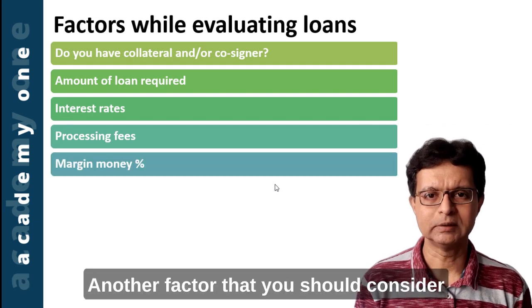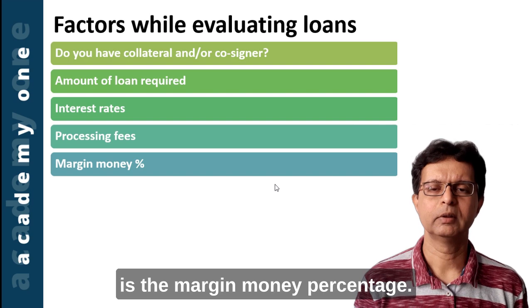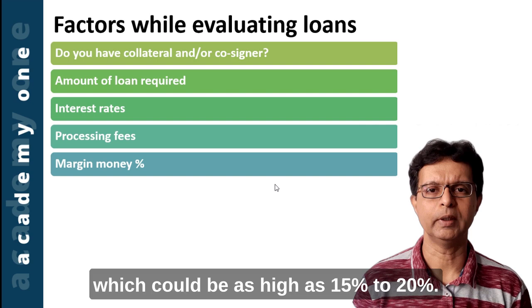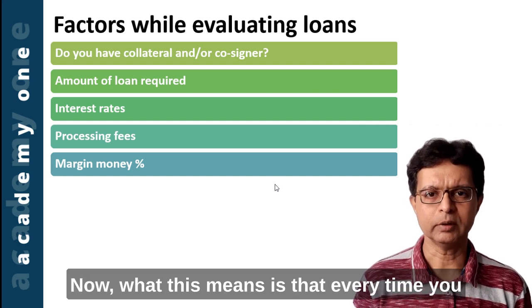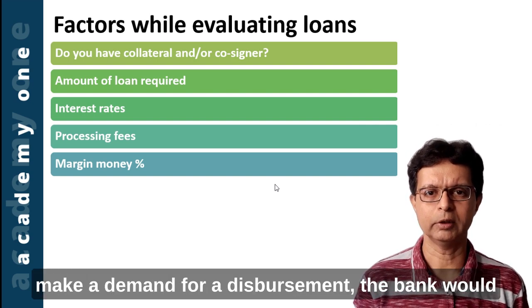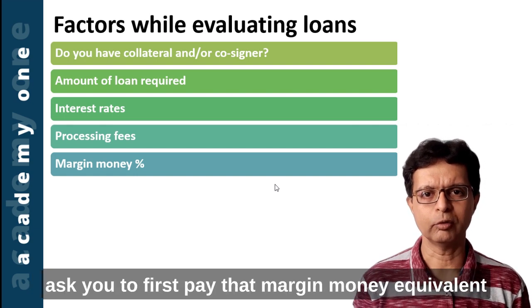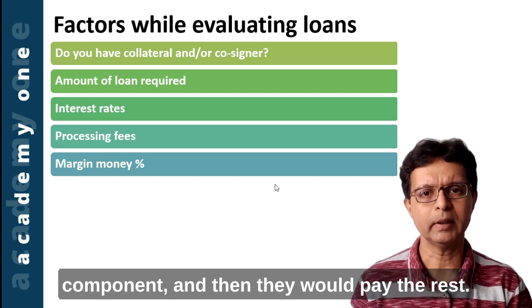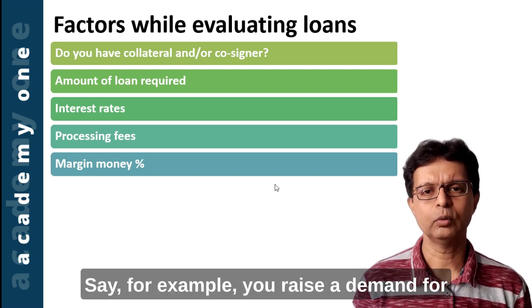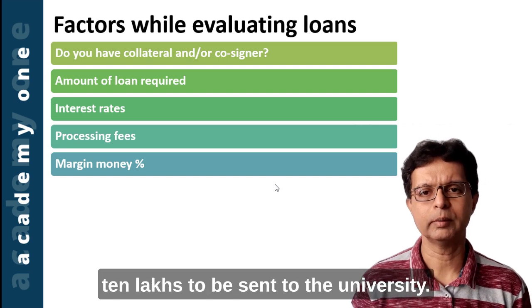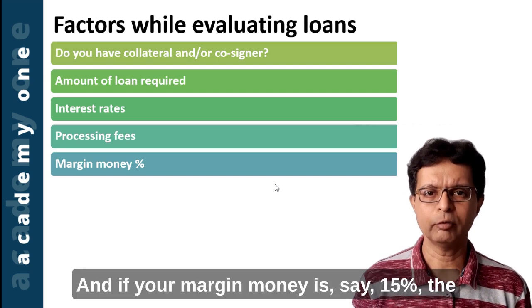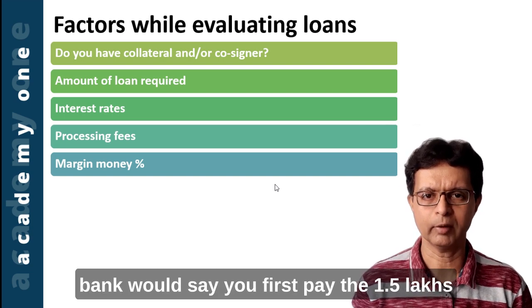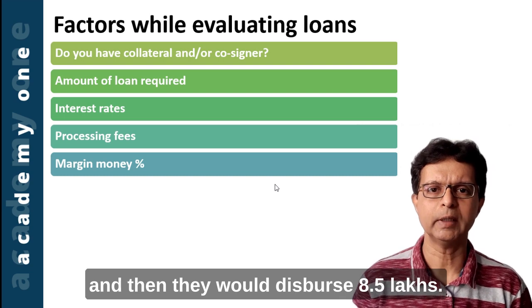Another factor that you should consider is the margin money percentage. Now, many banks in India charge you a margin money which could be as high as 15 to 20%. What this means is that every time you make a demand for a disbursement, the bank would ask you to first pay the margin money equivalent component and then they would pay the rest. Say, for example, you raise a demand for 10 lakhs to be sent to the university. If your margin money is say 15%, the bank would say you first pay the 1.5 lakhs and then they would disburse 8.5 lakhs.